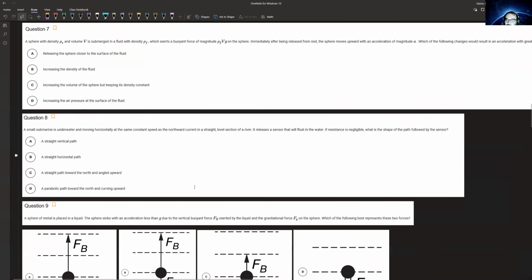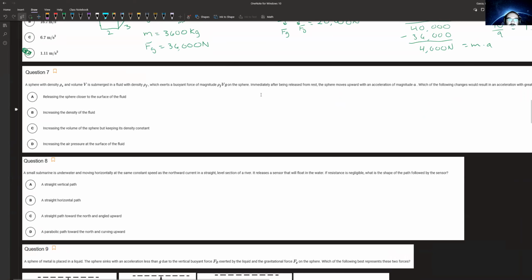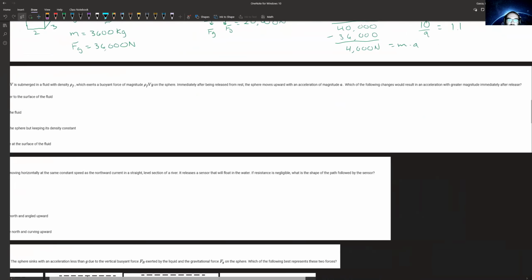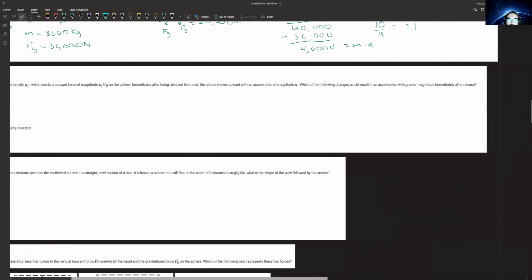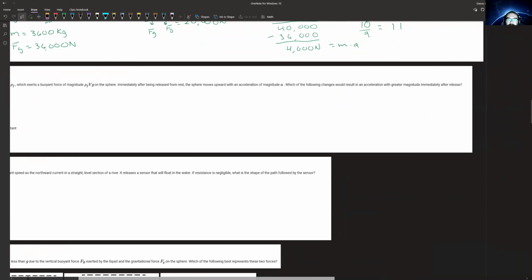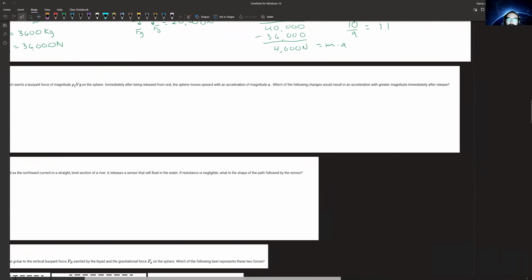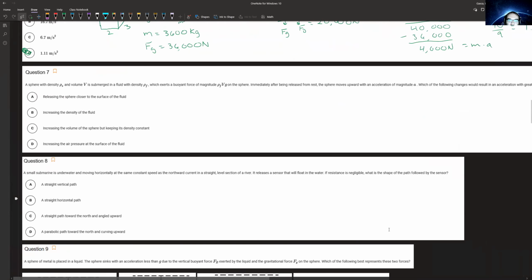Alrighty, number 7. A sphere of density rho s, S for the sphere, and volume V is submerged in a fluid with a density rho F, which exerts a buoyant force of magnitude the density of the fluid times the volume displaced times g. Immediately after being released, the sphere moves upward with an acceleration of magnitude a. Which of the following changes would result in an acceleration with a greater magnitude immediately after release?